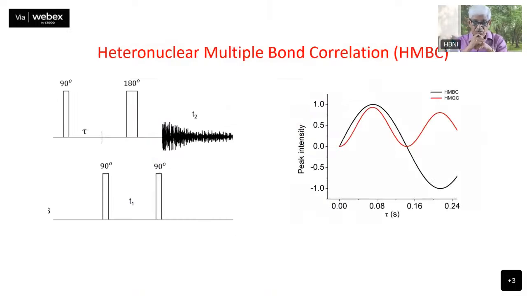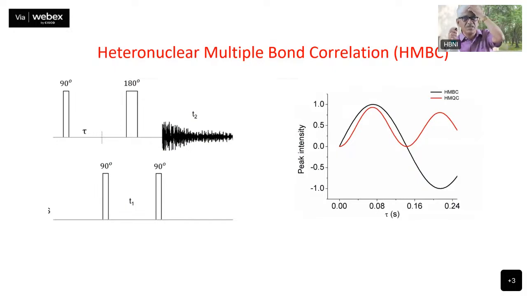Now there is one more experiment, heteronuclear multiple bond correlation. So far we have been talking about one bond coupling, so this CH, CH2 or CH3 is what we are talking about. These are one bond coupling correlations. But suppose you want to look at proton to carbon-13 correlations which are two bonds or more. This is a multiple bond correlation spectrum, called HMBC.